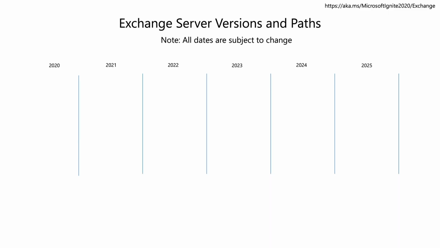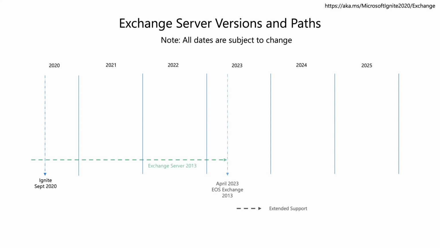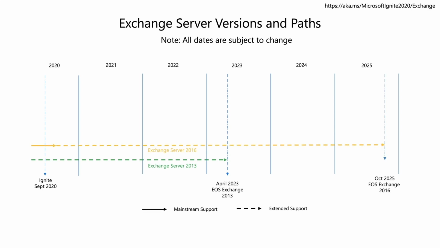So let me frame this in a different way as well, on a bit of a timeline. You see we have a timeline of years heading across here, and we're over on the left-hand side where this recording is around September, October in 2020, and we're announcing the change that we're making. Now, Exchange Server 2013 is currently in extended support, and will run out of extended support April 2023. So there's the 2013 story.